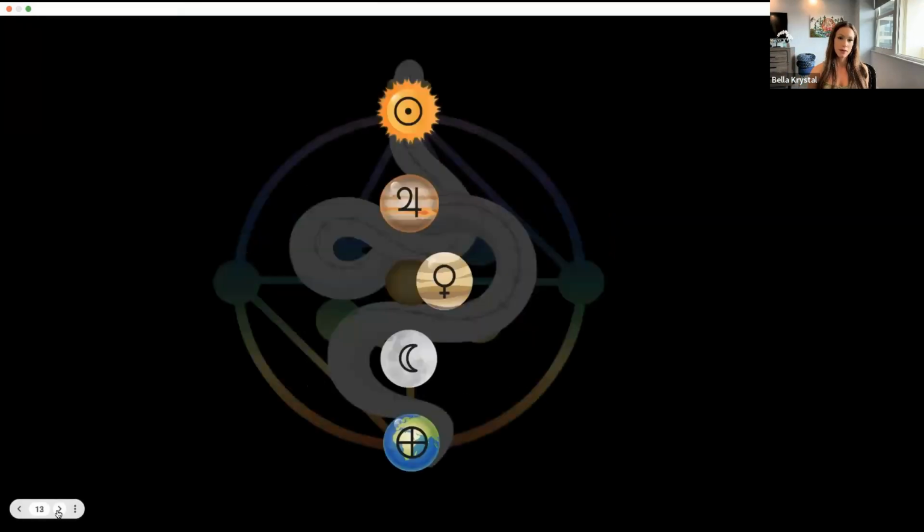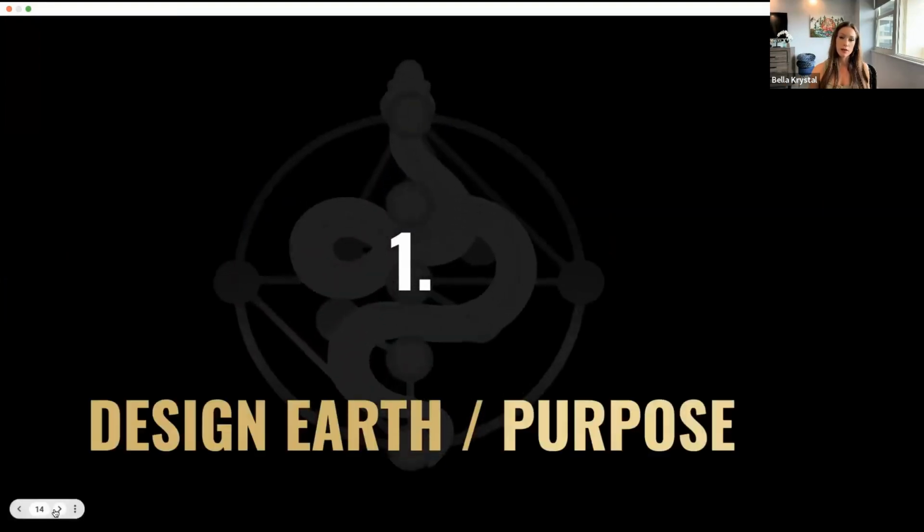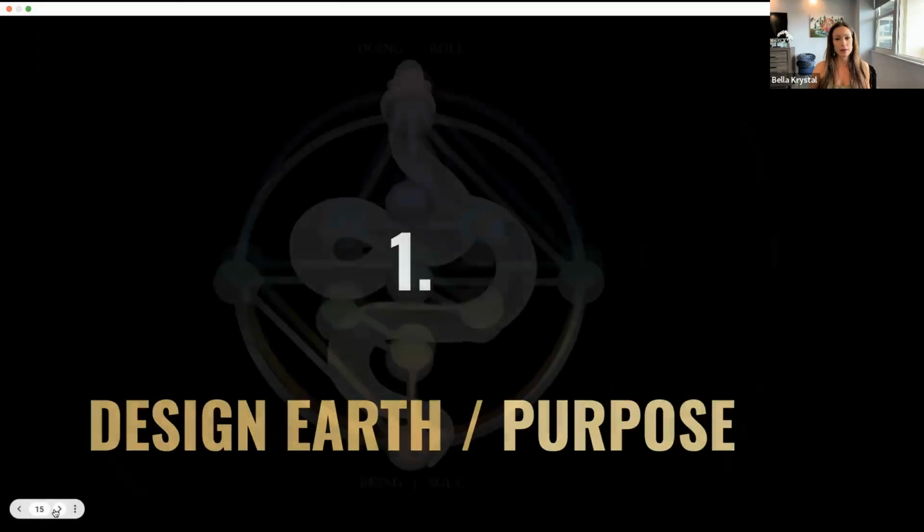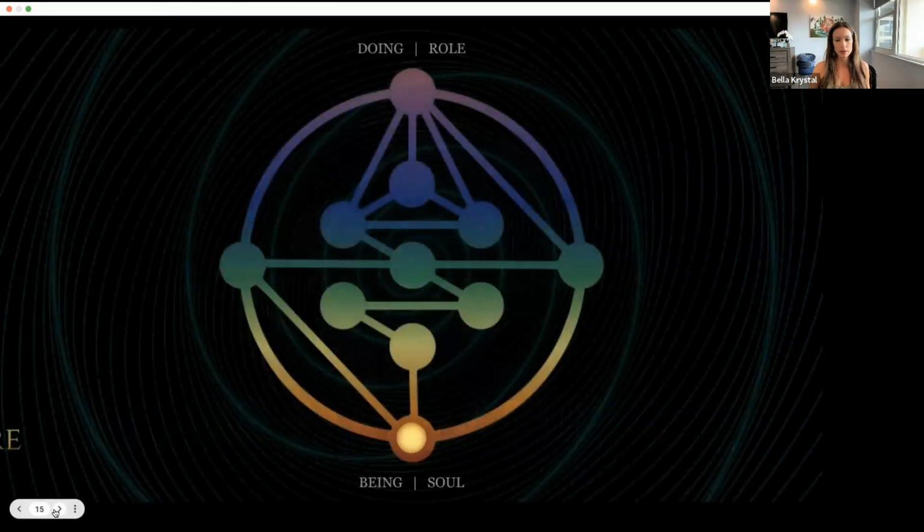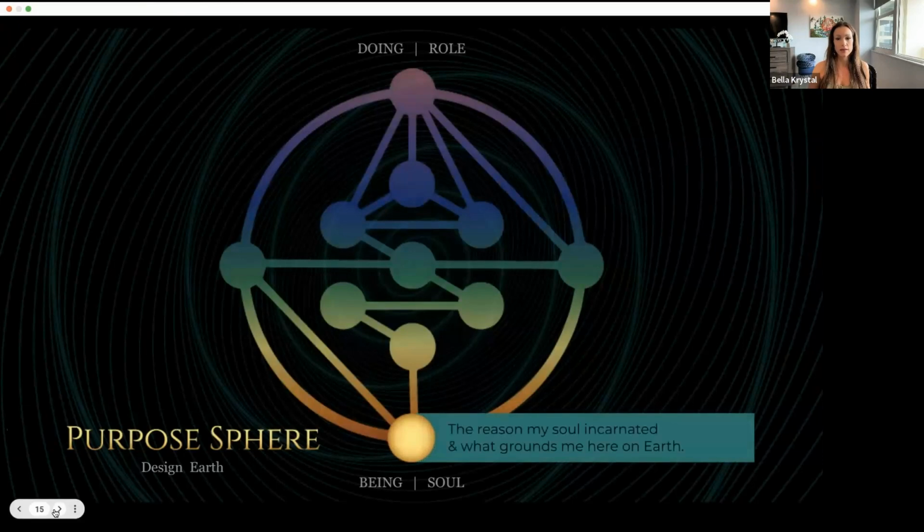Okay, so now what we are looking at for the rest of today is those specific spheres, those specific planetary bodies that are coding. So hopefully you have your own Gene Key chart in front of you, and hopefully you have your Human Design chart so you can look at the red side, what your Saturn is by Gene Key and line. We are going to start with the sign Earth or purpose, right? So this is the purpose sphere, and it is the reason your soul incarnated and what grounds you on Earth.